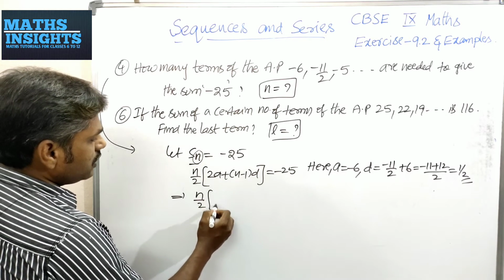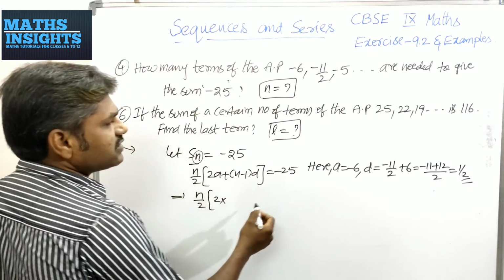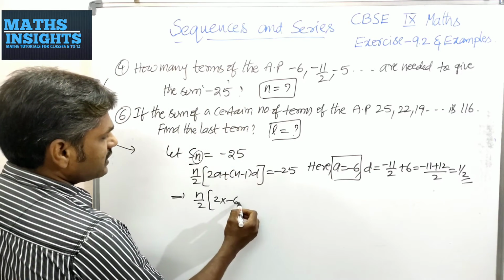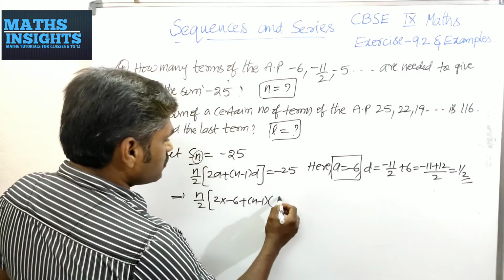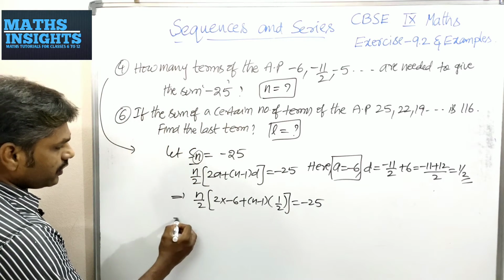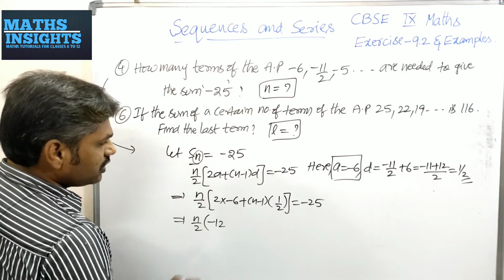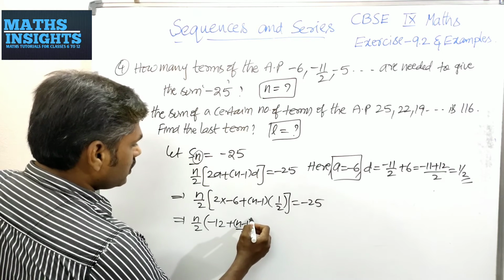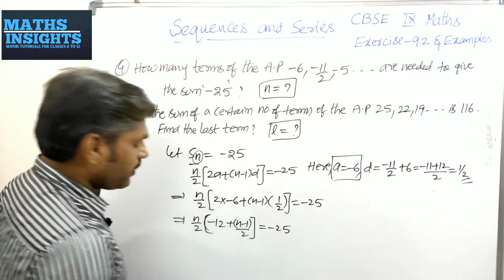n by 2 into a, which is minus 6. Here a is equal to minus 6 you have. So I am substituting 2 into minus 6 plus n minus 1 into d. d is here 1 by 2. That is equal to minus 25. Okay, n by 2 into, see, 2 into minus 6 is minus 12. Right, my dear students? This will become n minus 1 by 2. Right or not? See, this is a square bracket, that is equal to minus 25.